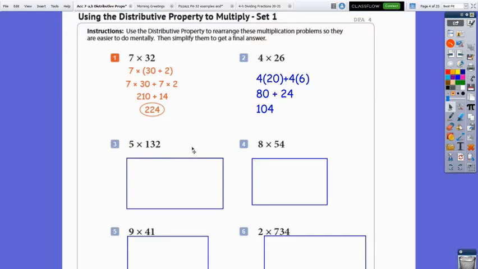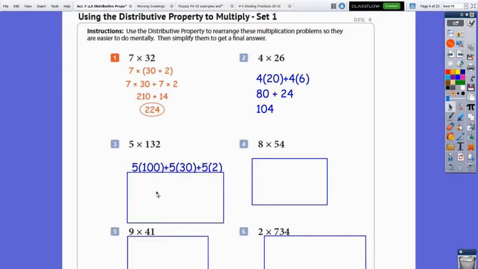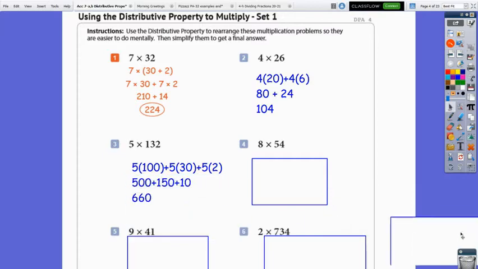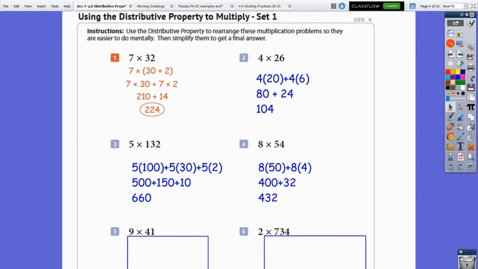5 times 132. 5 times 100 plus 5 times 30 plus 5 times 2 is 500 plus 150 plus 10. That's 660. 8 times 54, 400 plus 32. Done. 9 times 41, 360 plus 9.